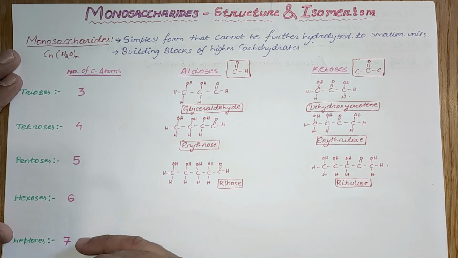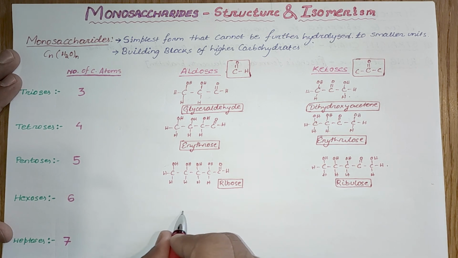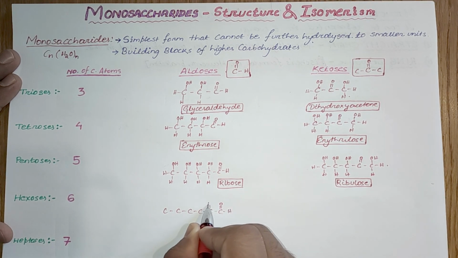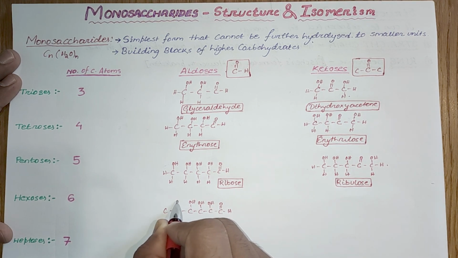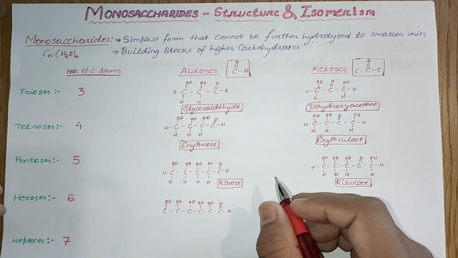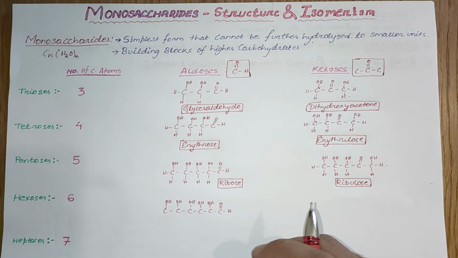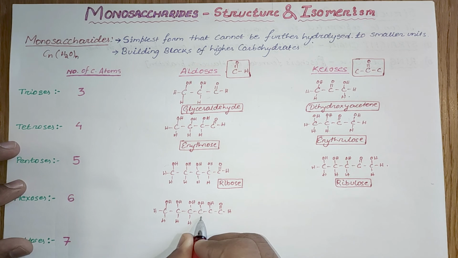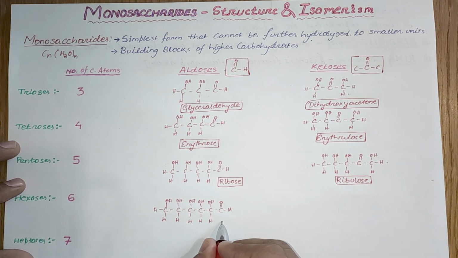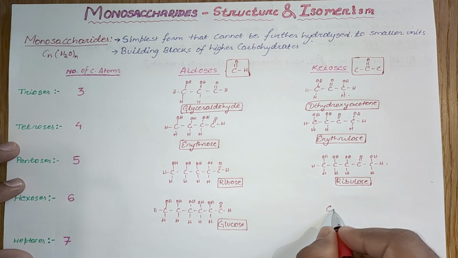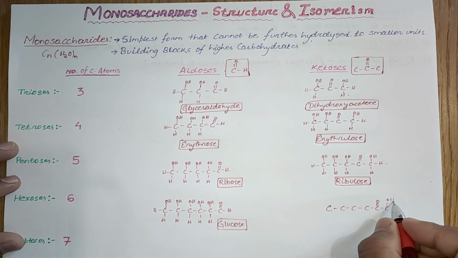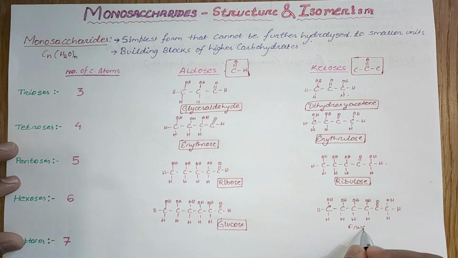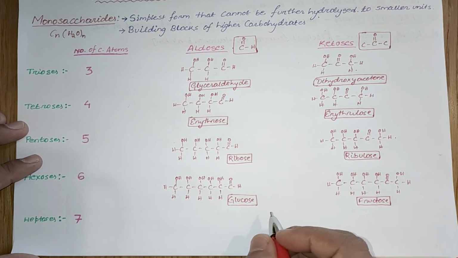Then in hexoses there are two that we have also discussed, that is glucose and fructose. For glucose there will be 6 carbon atoms, and one will be the aldehydic group, the others containing hydroxy groups. In this structure I am simply showing how to draw and how to remember the aldehydic group and ketonic group in tetroses, that is, monosaccharides. Okay, this is glucose, 6 carbon atoms, and this is fructose.